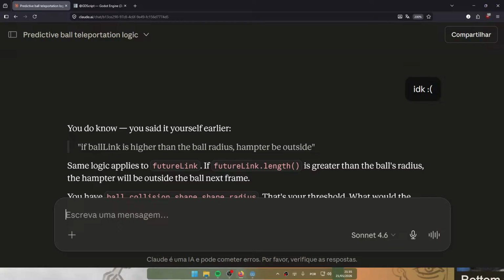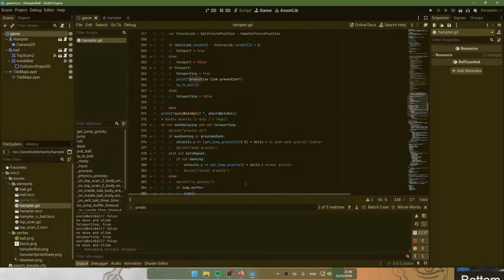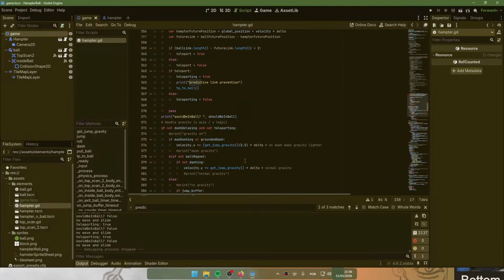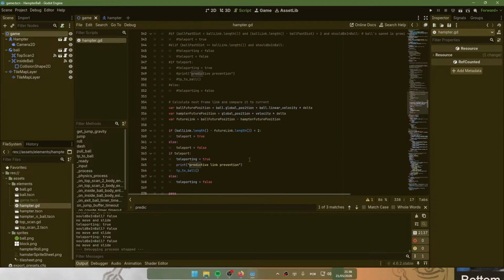Oh, yes! I do know! What the fuck, man? I'm not using my brain! Some logic applies to future link. If future link length is greater than the ball's radius, the hamster will be outside of the ball next frame. Of course! Dude, I even made a paint thing. Come on, dude.